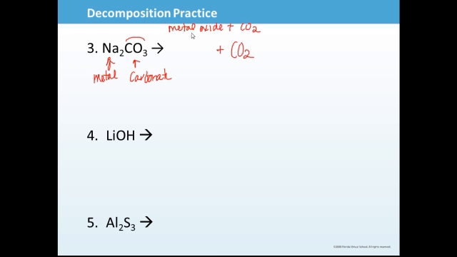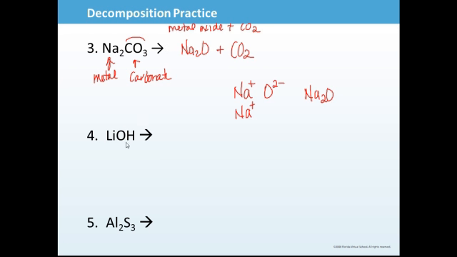Now I have to write the formula for the metal oxide. My metal was sodium, oxide is O, oxygen has a common charge of -2, sodium has a charge of +1, therefore I need 2 sodiums in order to balance my charge for oxygen. Remember, your subscript tells you how many of each element you need. Now I need to balance, and in fact it balanced itself.